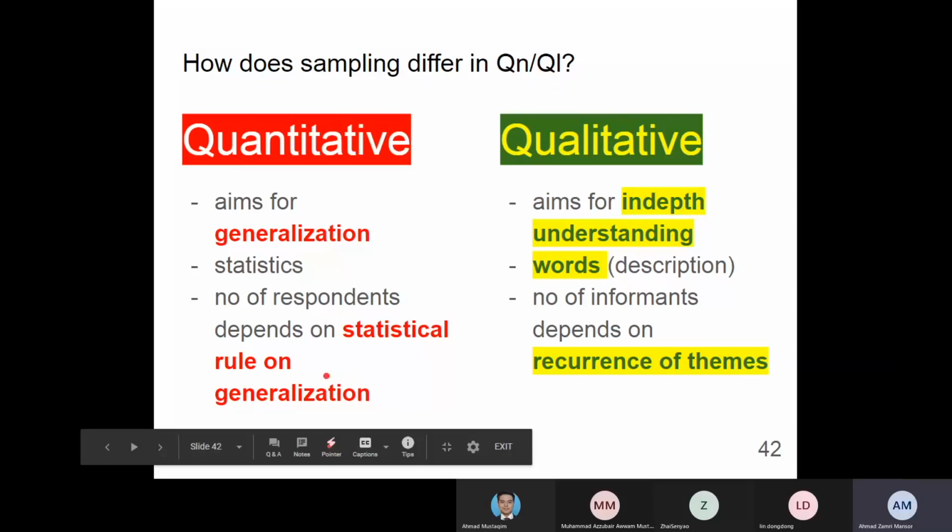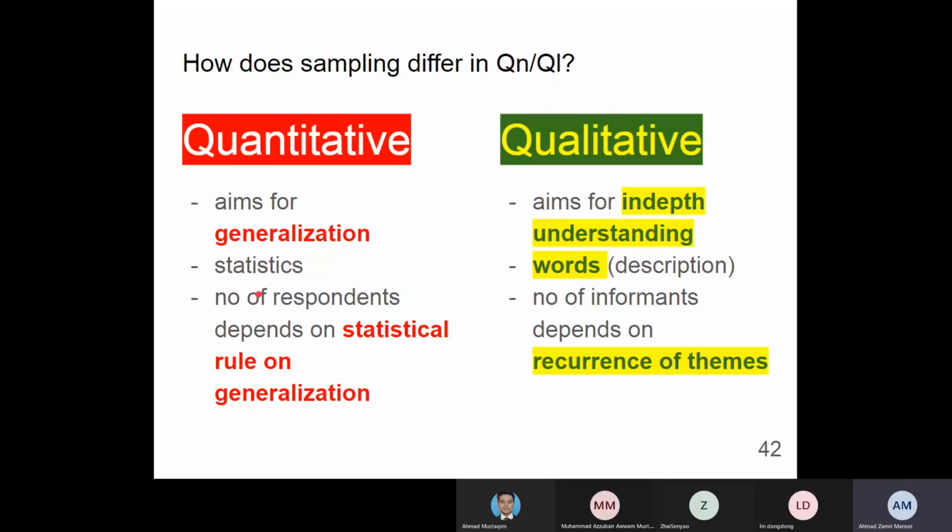So normally students refer to Krejcie and Morgan to see how many respondents. What is the sample size if the population is 10,000? What about the size of your sample? How many? So you refer to that table. In qualitative, you are not after generalization. The main thing is to understand deeply, to have in-depth understanding.